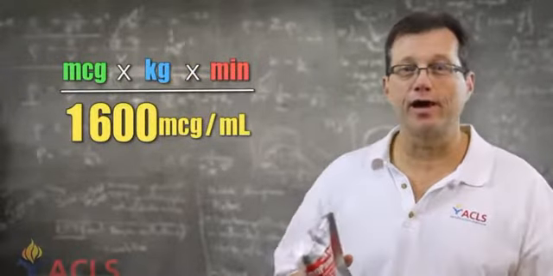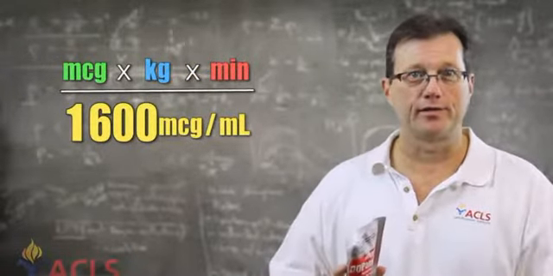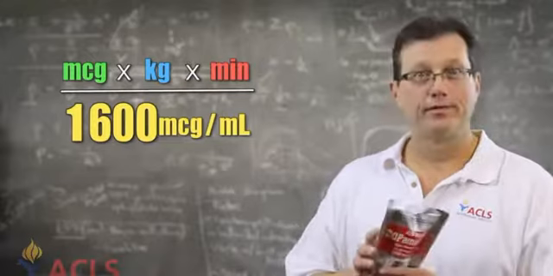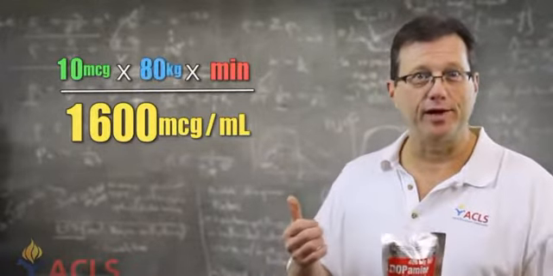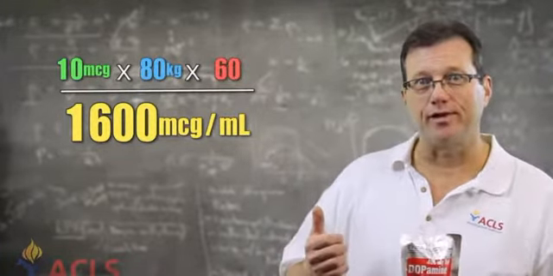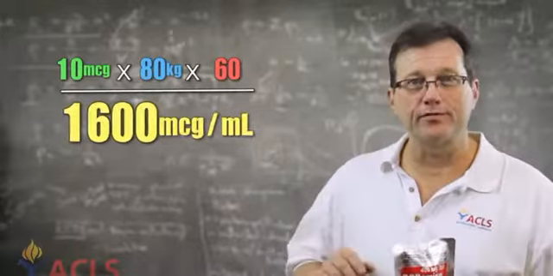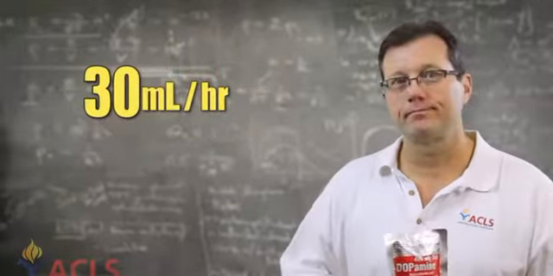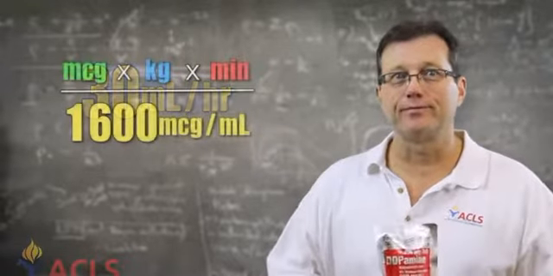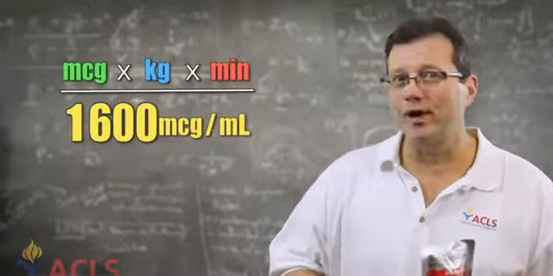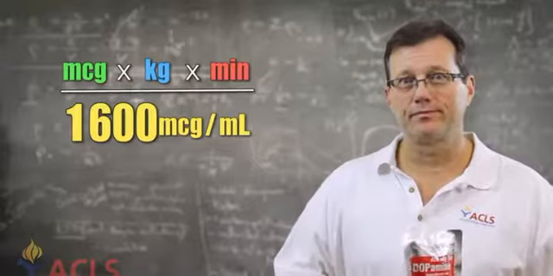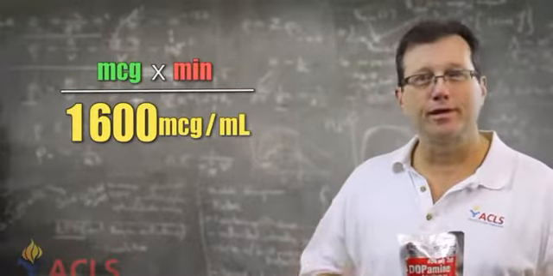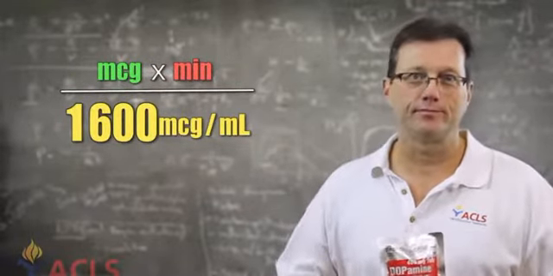So let's say we're going to start a 10 mic drip. Patient weighs 80 kilograms. Okay, 10 times 80 times 60 divided by my concentration equals mLs per hour. Now here's a nifty little trick. Let's say that the drug isn't weight-based, it's just per minute. Take that part out, same formula.